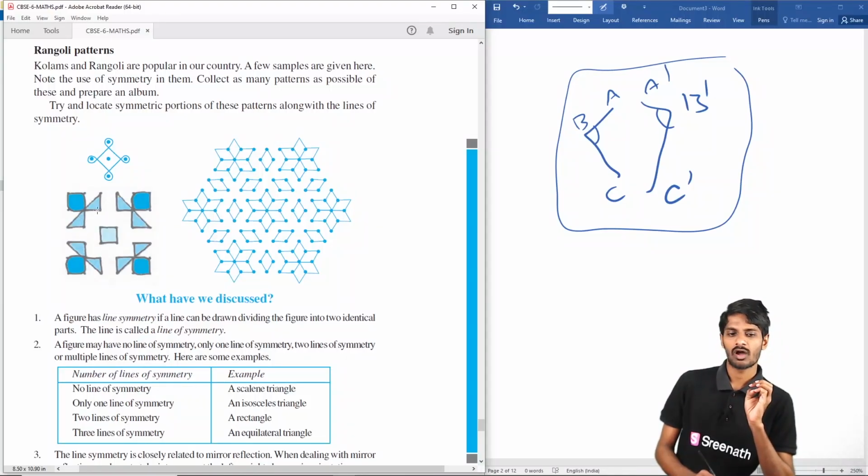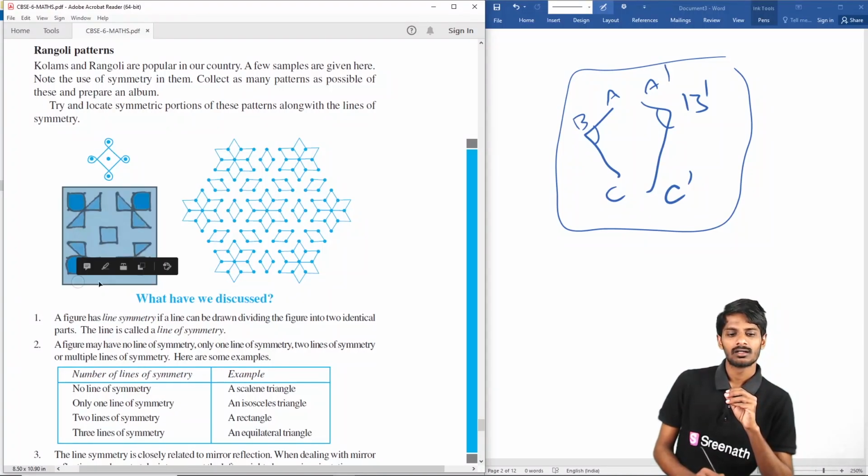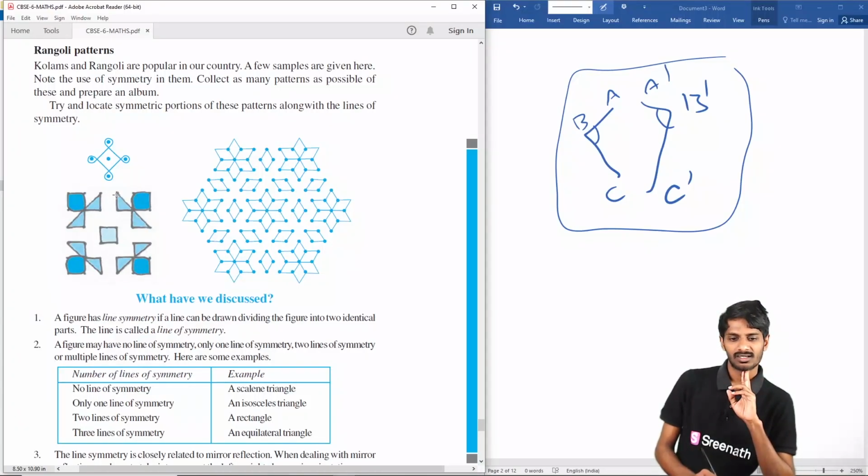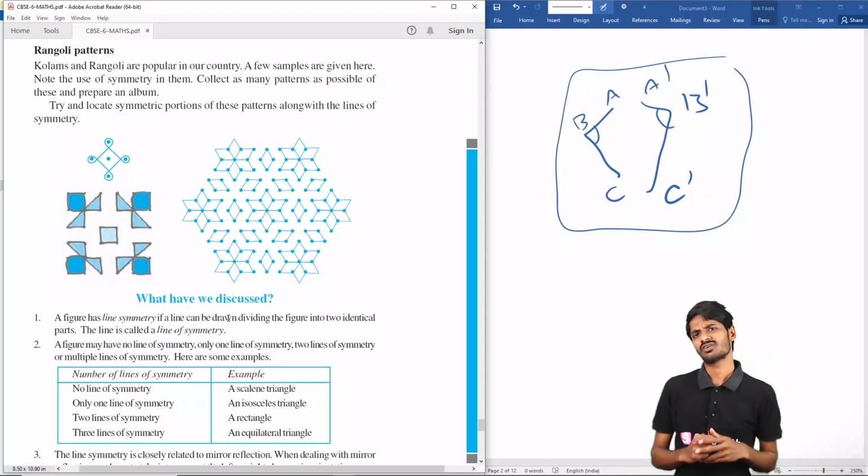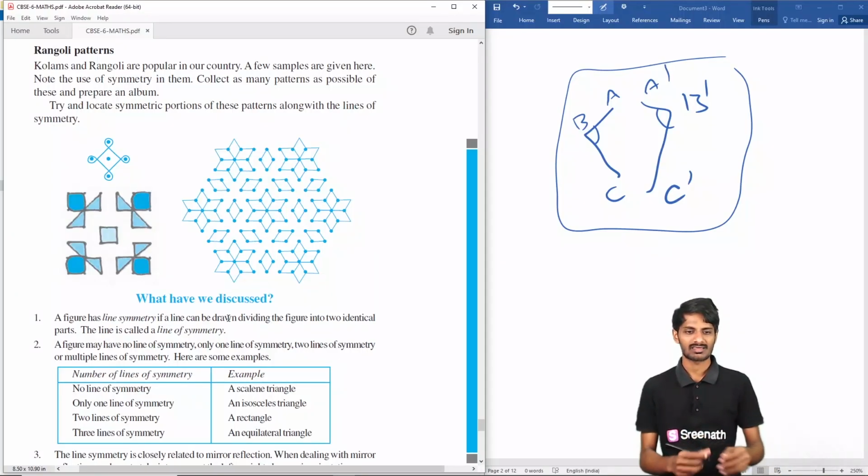Collect as many as you can, and if you think about this one, it also has almost 1 2 3 4 lines of symmetry. So it also has so many lines of symmetry. Like that, try to do the task.